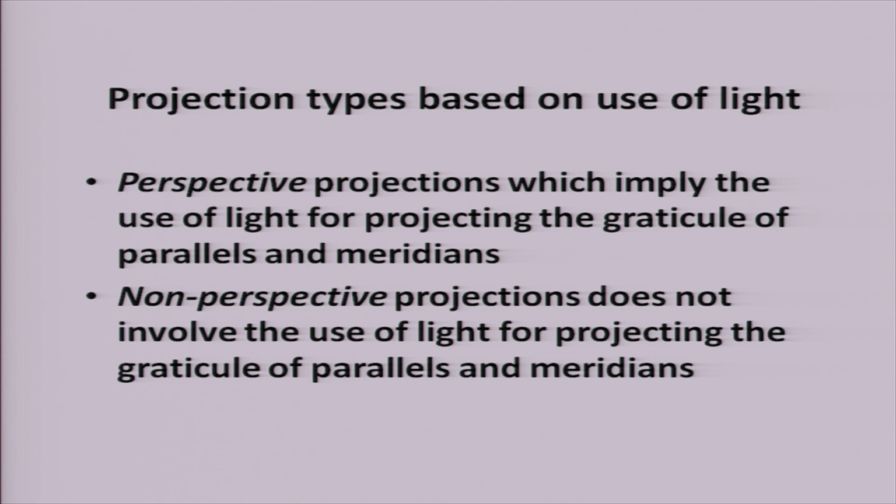And when we are not using light for projecting the graticules of meridians or latitudes, then it is called non-perspective projection. Now coming on to this session, which is specially on zenithal projection. What is zenithal projection? Just now I have told you that the paper is tangent to the globe. This way, if it is tangent to the globe, then it is called planar or zenithal projection.